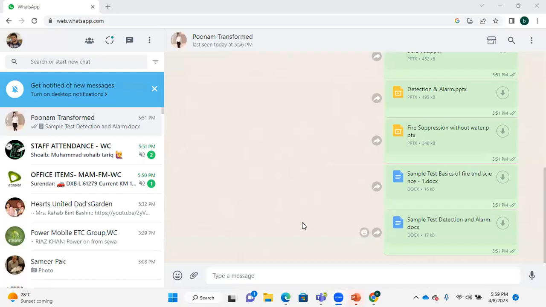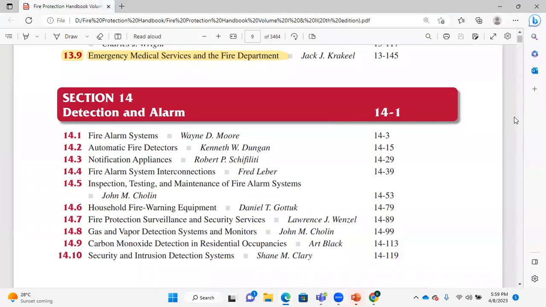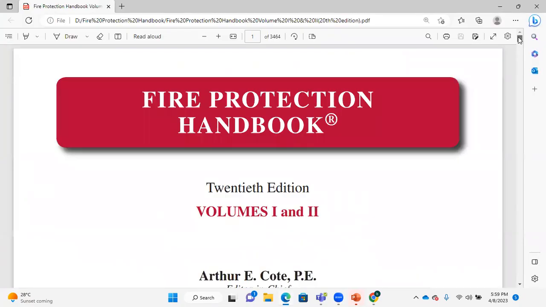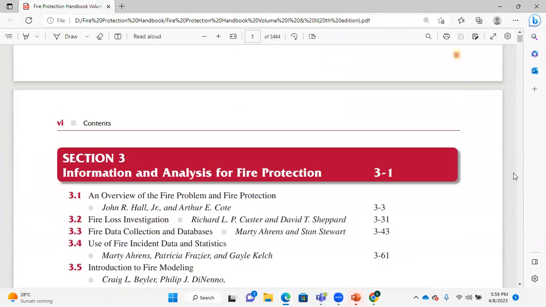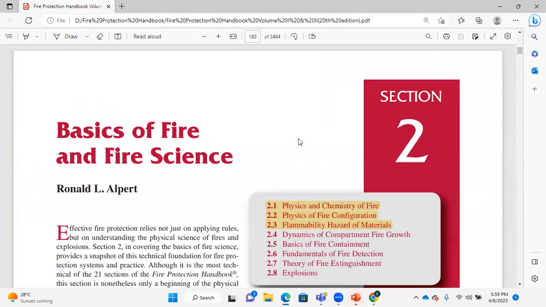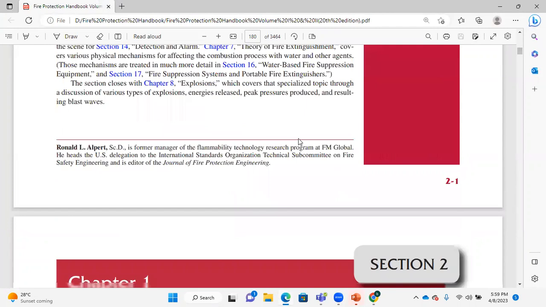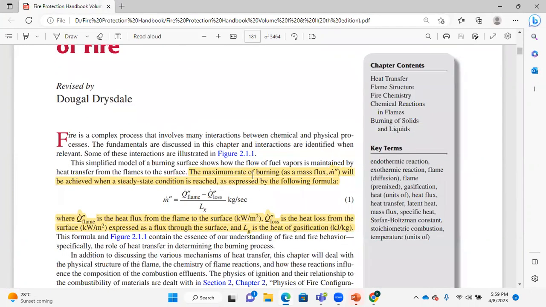Yes, this is something I've just shared. Here is the Fire Protection Handbook. Let's see what the sections are. Let's go to basics of fire. Here it is. Whatever is in the slides is available here, so I have highlighted this. This is available in the slide, so I've highlighted it.